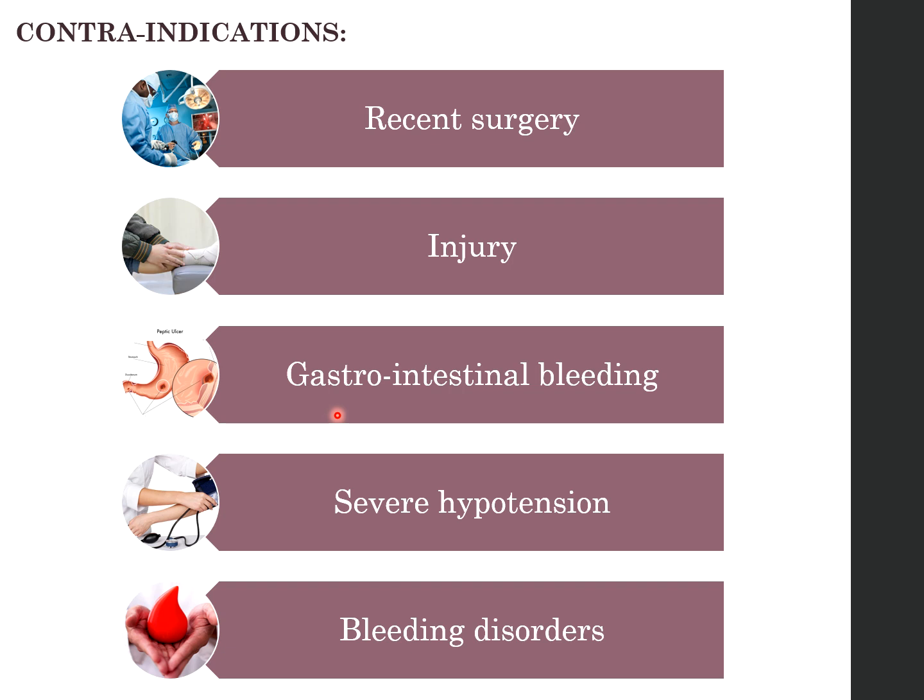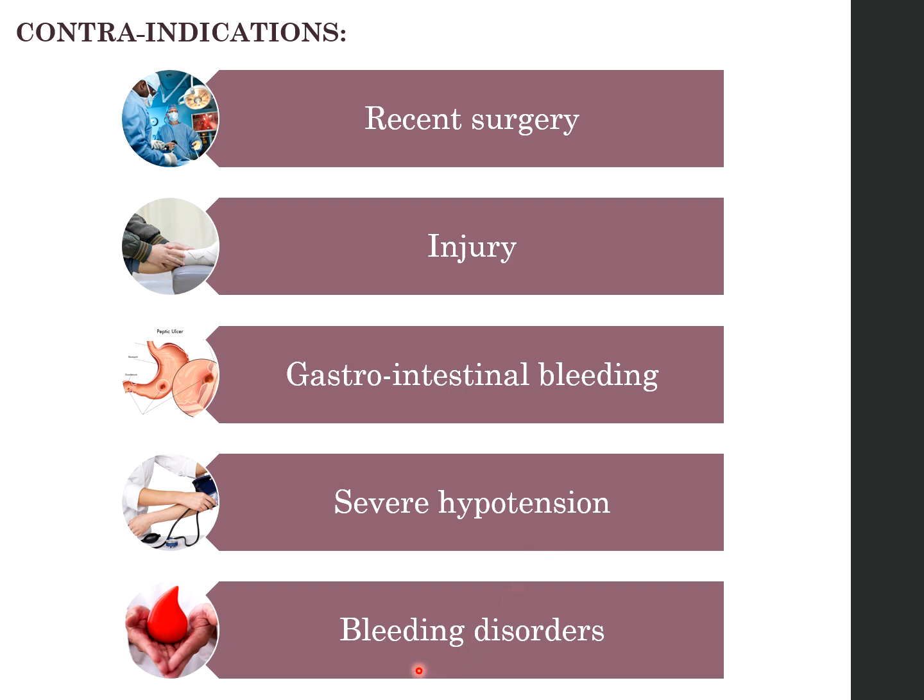We should also avoid them in gastrointestinal bleeding. In peptic ulcer and similar conditions there is gastrointestinal bleeding, and thrombolytics would increase it further. And we should avoid them in severe hypotension, because they already have a side effect of hypotension. If the person has severe hypotension and we give thrombolytics, it causes a further fall in blood pressure, which has very serious effects.